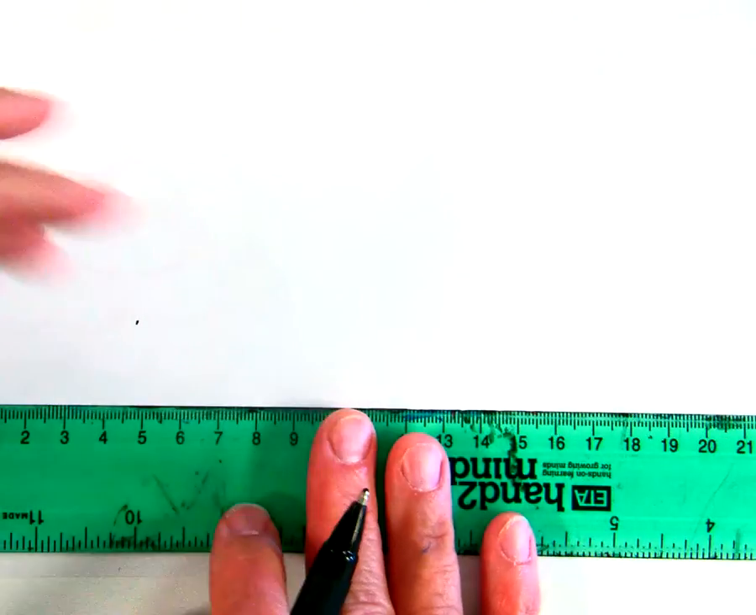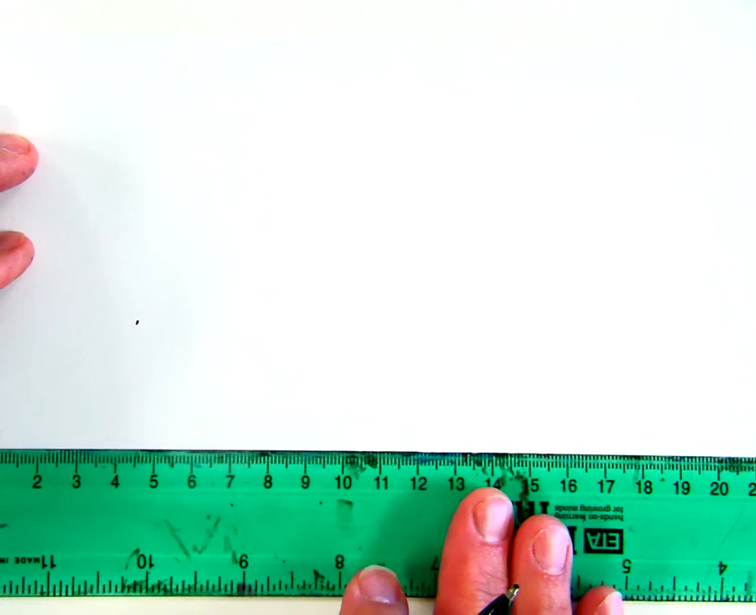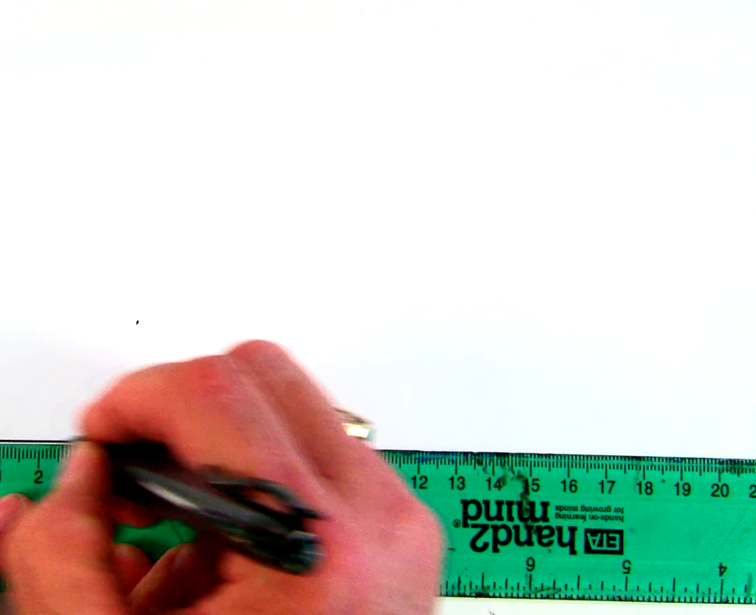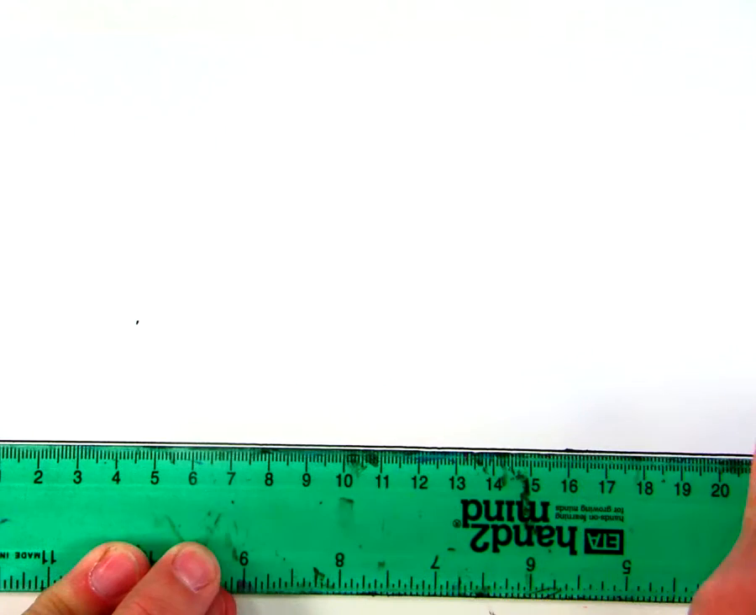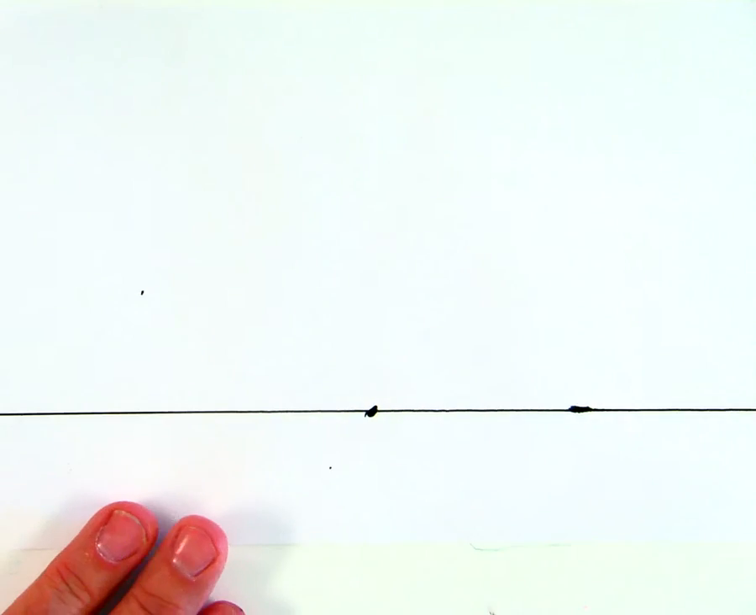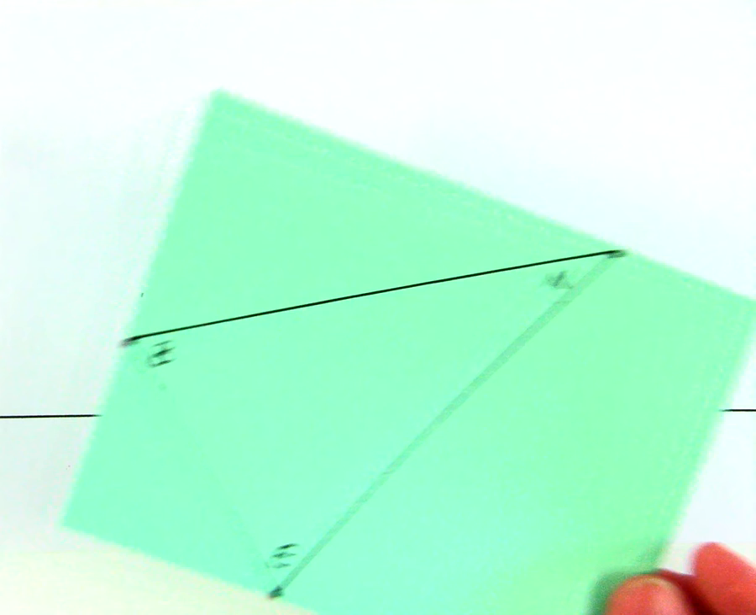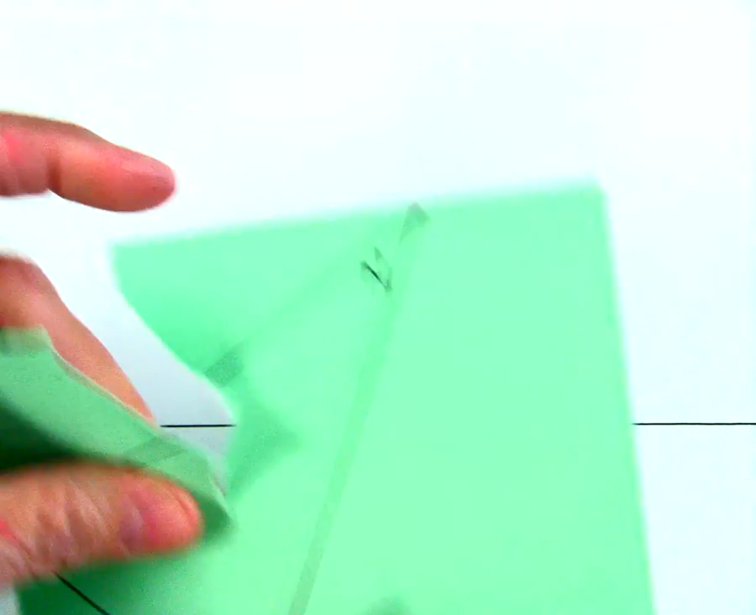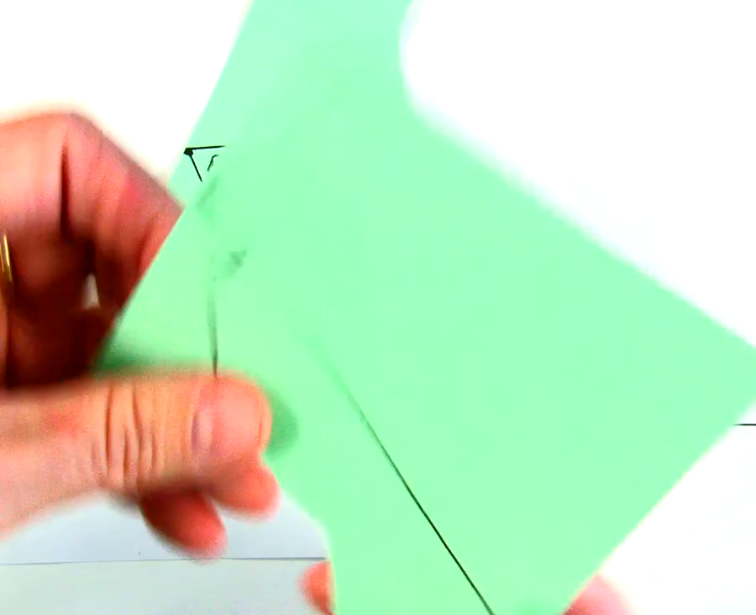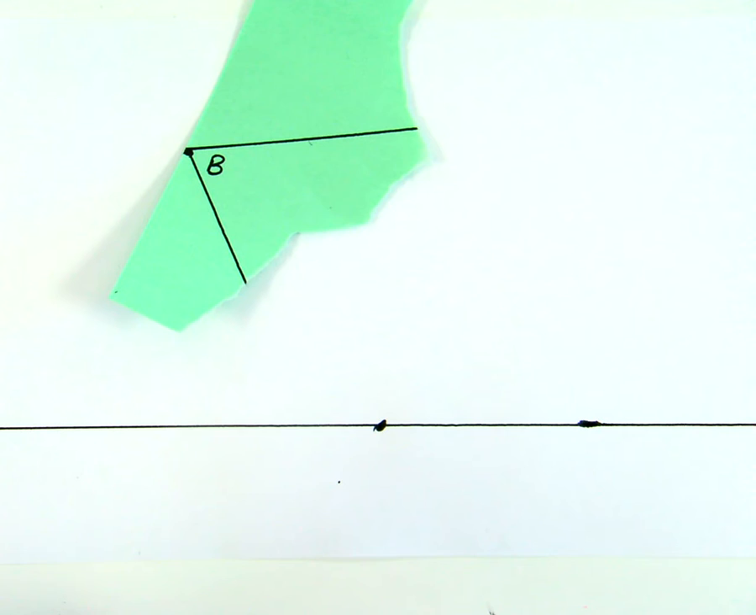In your notebook, draw a horizontal line with some room either on top of it or on bottom of it. I'm going to do my stuff on top. A horizontal line across the page with some room above or below. About in the middle, put a dot. Doesn't have to be exactly in the middle. Once you've got that done, we're going to tear up our triangle. Tear it in such a fashion that the angles are all intact. So I'll tear down the middle. There's my angle B. And then I'll do my angle N and E right here.